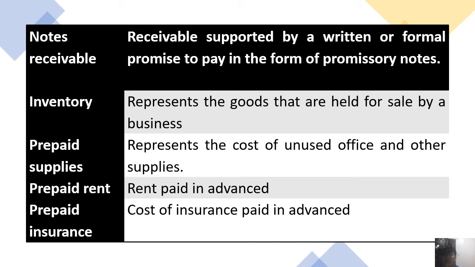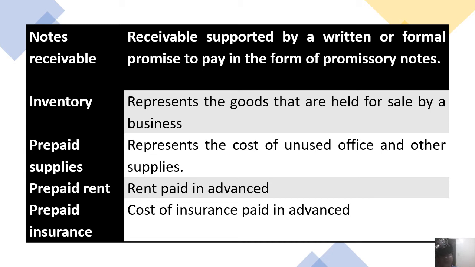Next, sa asset account, we also have inventory. Represents goods that are held for sale by the business. So, ito yung mga ibebenta na sa business. No? So, ang tawag natin sa mga goods na binebenta sa business ay inventory.